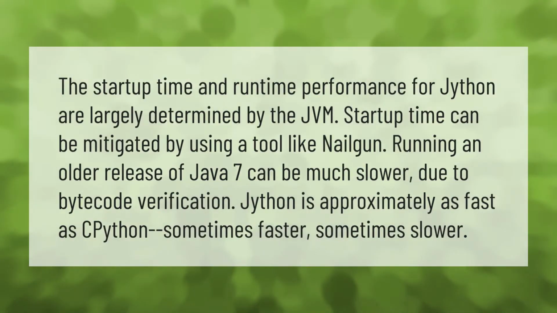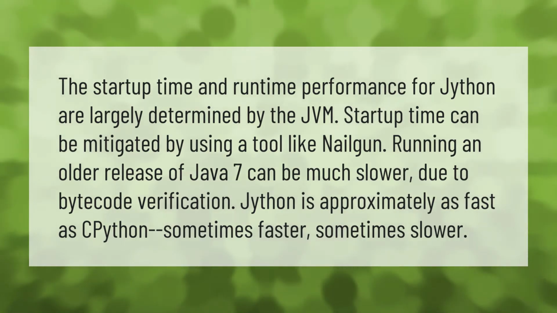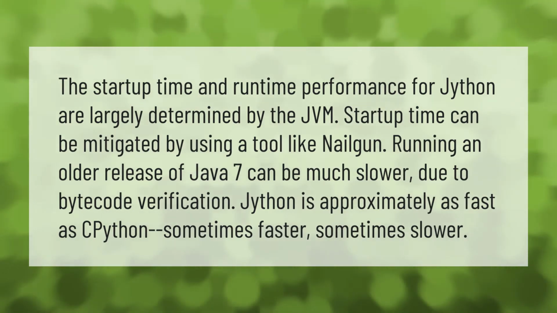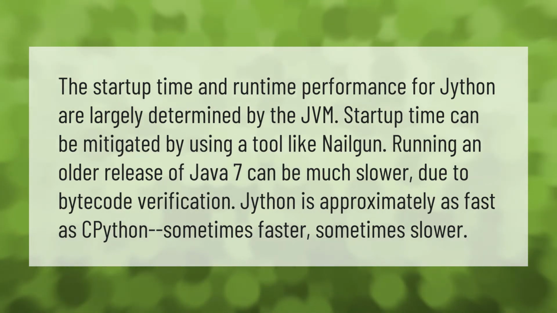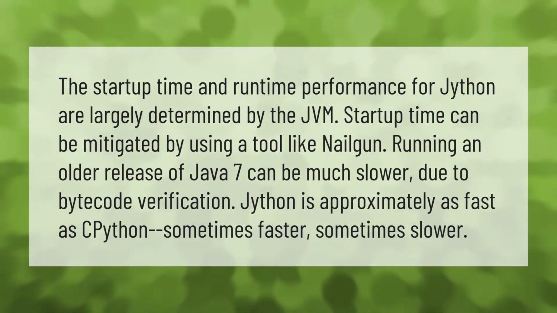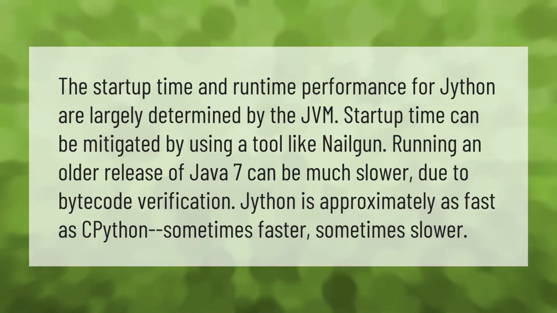The startup time and runtime performance for Jython are largely determined by the JVM. Startup time can be mitigated by using a tool like Nailgun. Running an older release of Java 7 can be much slower, due to bytecode verification. Jython is approximately as fast as C Python, sometimes faster, sometimes slower.